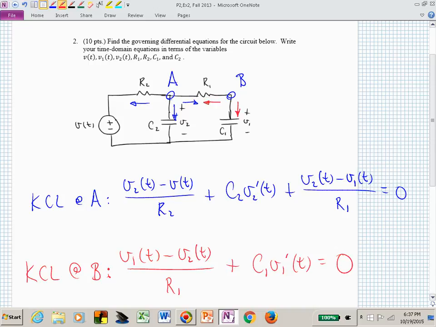If it was third order, if you had three energy storage devices, you would need three first order coupled differential equations, or a second order and a first order, but you would need three independent equations, or a third order differential equation. Did that answer your question?